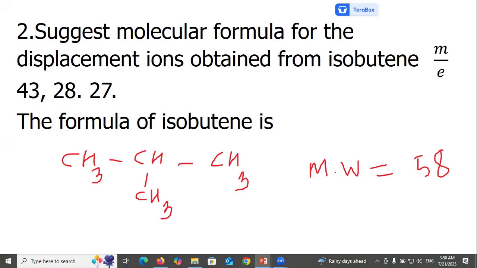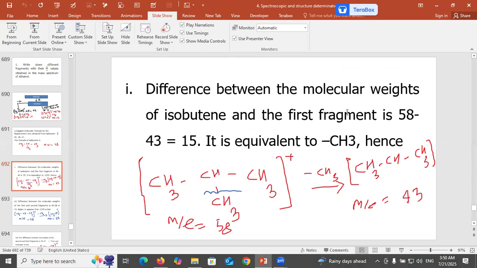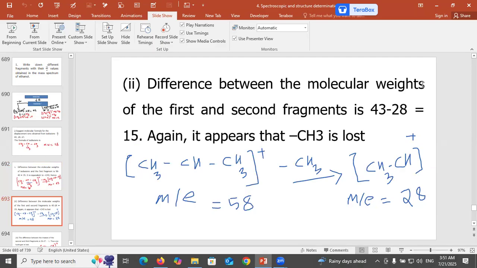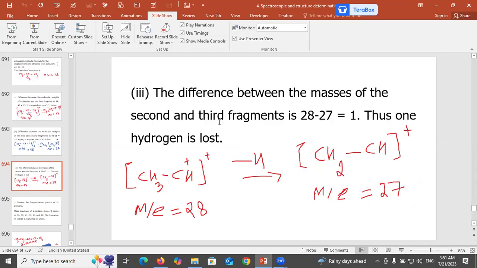Fragment ions obtained from isobutane have m/e 43, 28, 27. The molecular weight of isobutane is 58. The difference between the molecular weights of isobutane and the first fragment, 58 and 43, is 15, equivalent to a CH3 unit. The difference between the first and second fragments, 43 and 28, is 15, again CH3 lost. The difference between the second and third fragments, 28 and 27, is 1, thus one hydrogen is lost.